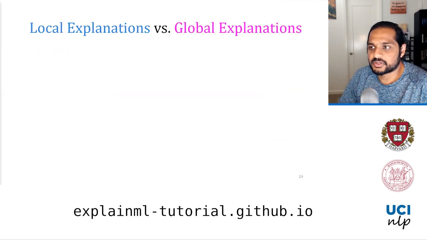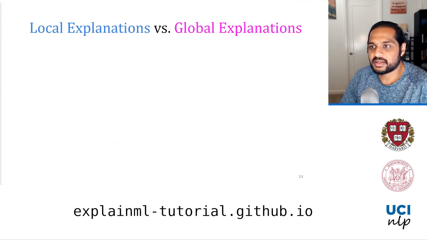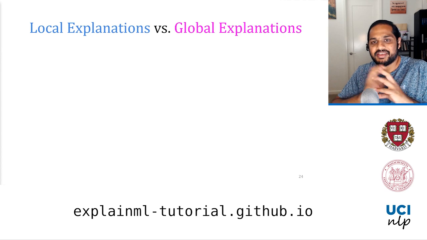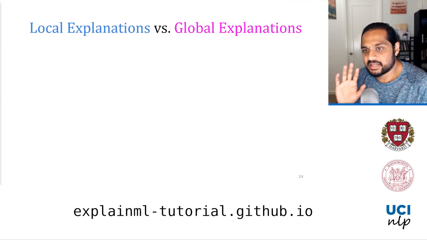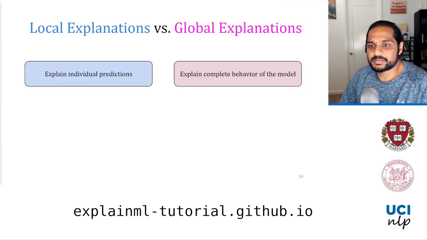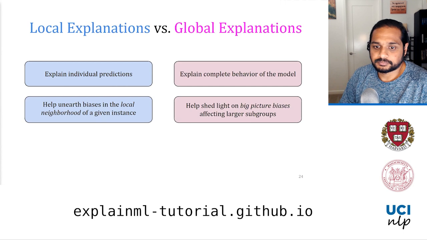So I'll just conclude a little bit by contrasting these two things a little bit more again. And of course, there's a spectrum. You can increase the neighborhood of local and make it global and things like that. But at a high level, what local explanations are trying to do is to explain individual predictions, whereas global explanations are trying to explain the complete behavior of the model.